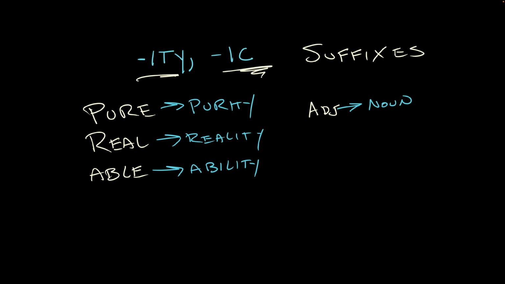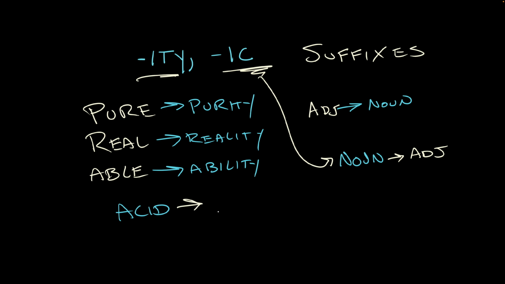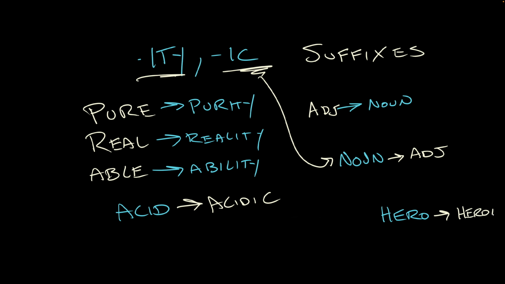And ick is a suffix that makes words into adjectives, into describing words. So we can even say it probably goes the other way, from noun to adjective. We can take a noun like acid and add ick, and you get acidic, an adjective that means like acid or sour. So you might say that a lemon tastes acidic. So something heroic is like a hero. Anyway, let's use these words in some sentences.